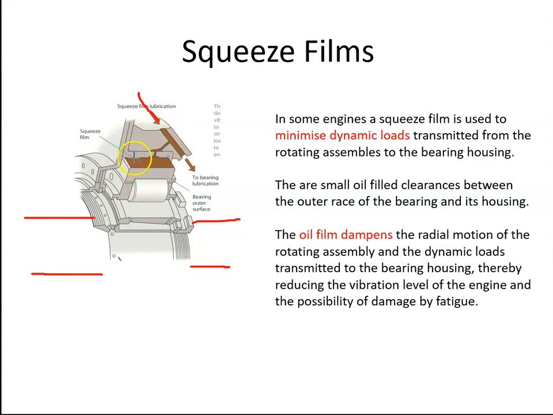So we get this little film of oil, so that when the shaft vibrates, this race moves up and down, compressing the oil and then decompressing it, and that dampens out the vibration. So the squeeze film, it's a film of oil, and it just helps dampen out sort of vibrations on the shaft.